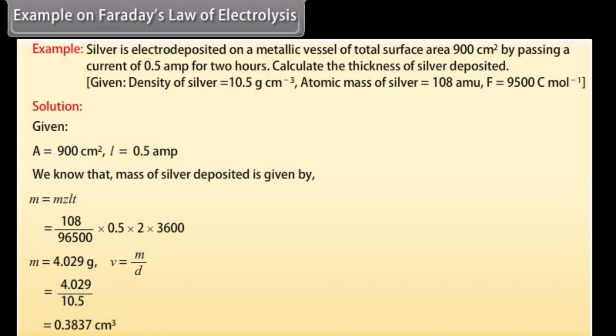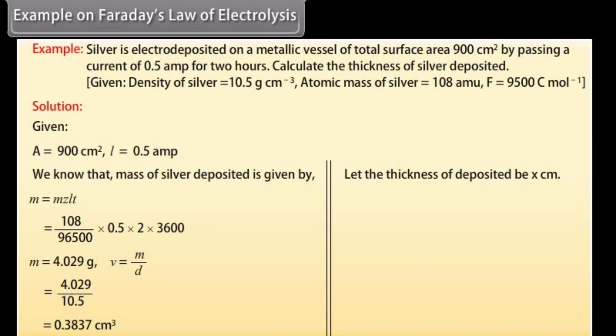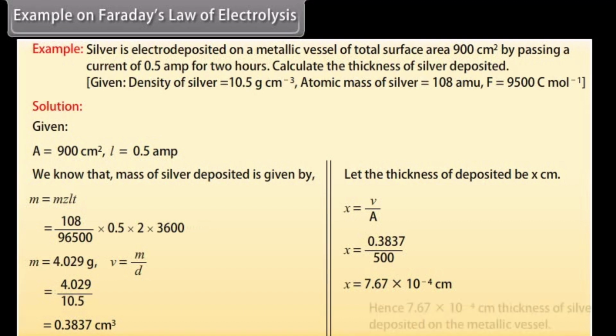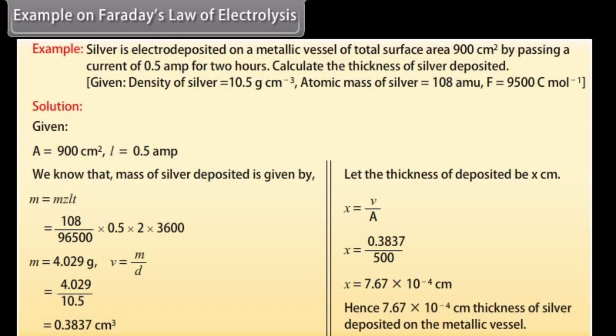0.3837 centimeter cube. Let the thickness of deposited be x centimeter. We know that x is equal to V upon A. By putting the values, we get x is equal to 7.67 into 10 raised to the power minus 4 centimeter. Hence, 7.67 into 10 raised to the power minus 4 centimeter thickness of silver is deposited on the metallic vessel.